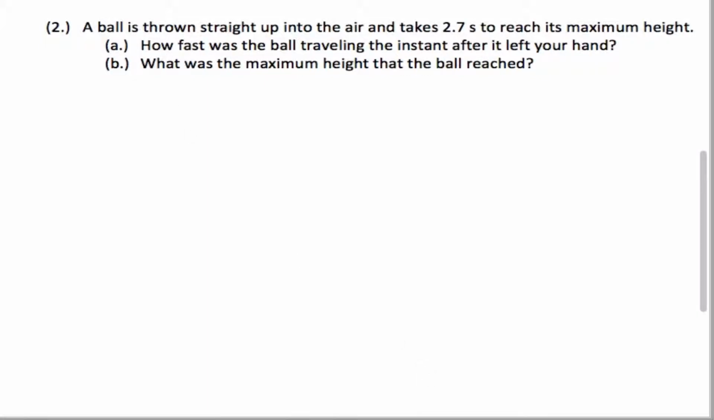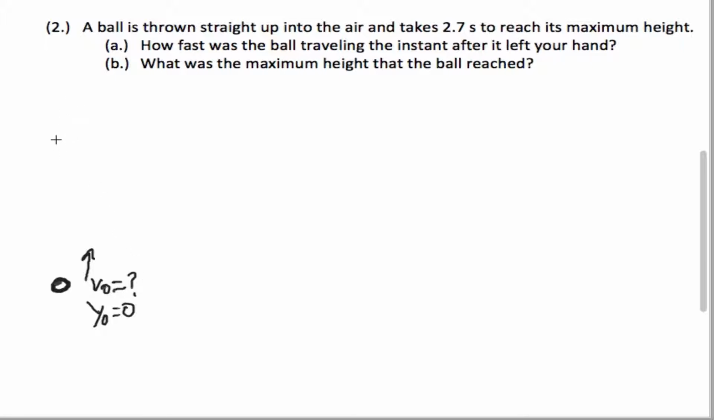Alright, moving on to problem number 2. We have a ball that is thrown straight up into the air and takes 2.7 seconds to reach its maximum height. We want to know how fast the ball was traveling the instant it left our hand. So we're going to actually do the following. We will launch this thing with some initial velocity v0. We will say that its initial position is 0. We don't know what v0 is.